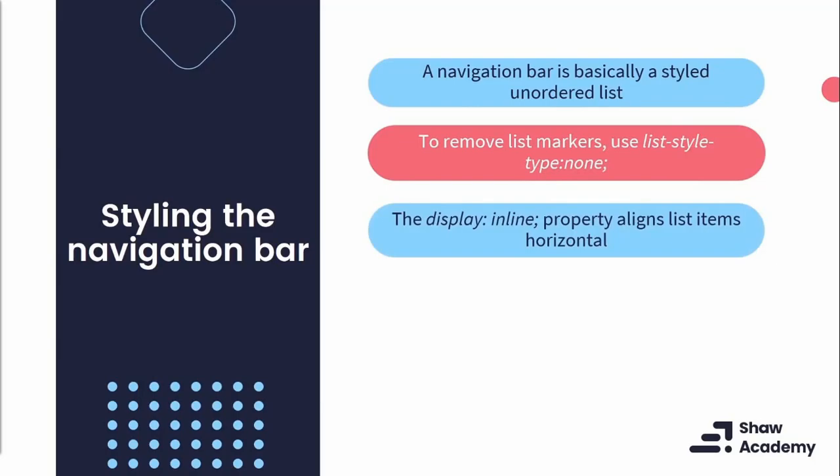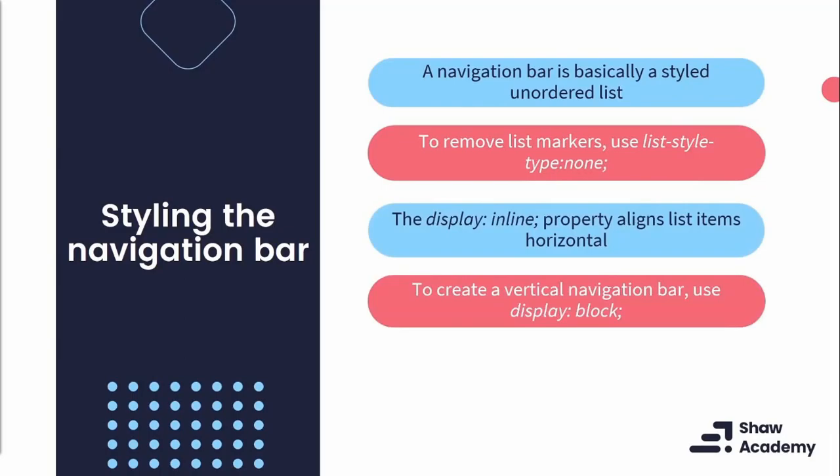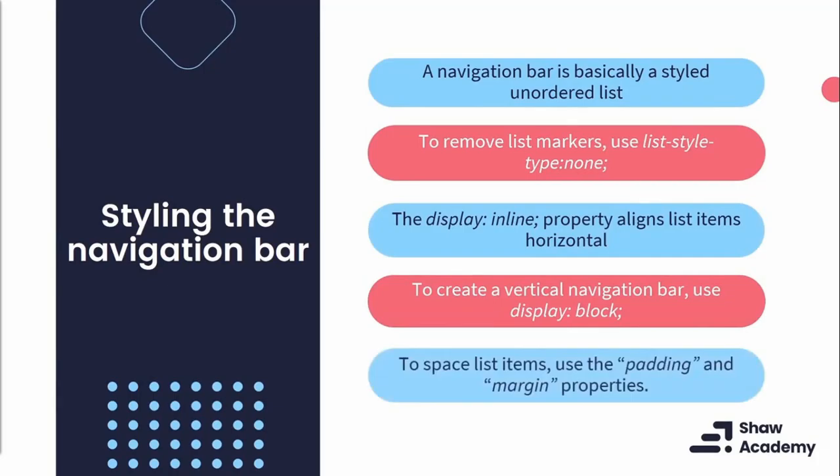Okay, and I will be showing you an example of this very shortly. And then to create a vertical navigation bar, we can use display block. Now, there's this thing between inline and block display elements, and this is extremely important to understand as we progress through web development. And later on in the session, I will be covering the difference between inline and block level elements. Also, to space list items, we use padding, margin, and even borders sometimes as properties. And again, this is something we will be covering in this session.